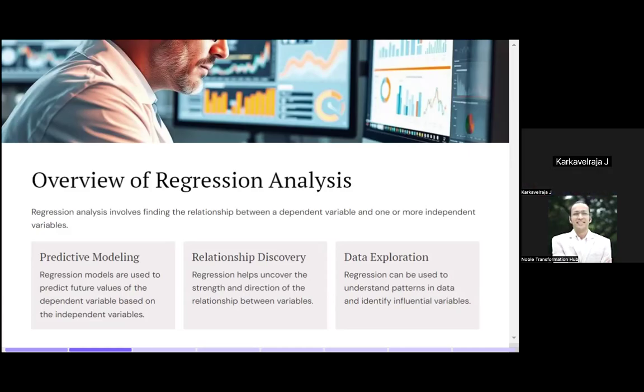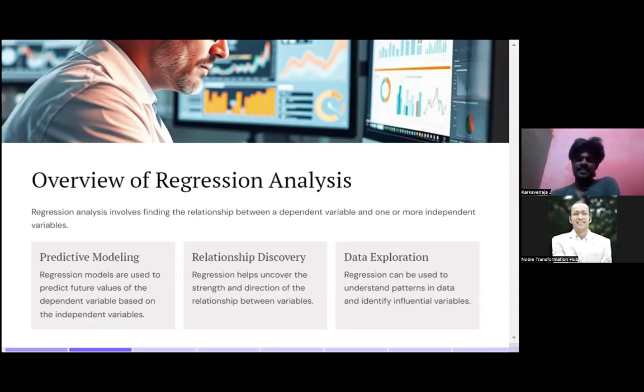Yes. So when we see the overview of regression analysis, it involves finding a relationship between the dependent variable and one or more independent variables. Then we have three different things here. Predictive modeling helps us: regression models are used to predict future values of the dependent variable based on the independent variables. I told you, based on profitability, I want to predict the best price for my cup of coffee. I can apply this to any number of products, but here I'm giving one example. Again, I want to predict, so I'll use it for predictive modeling.